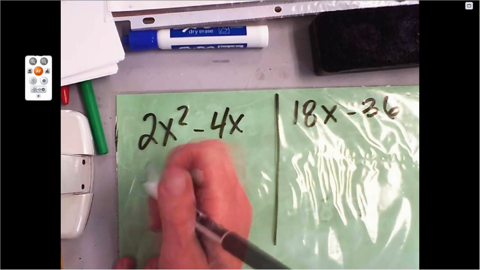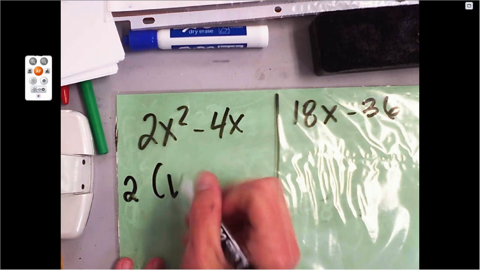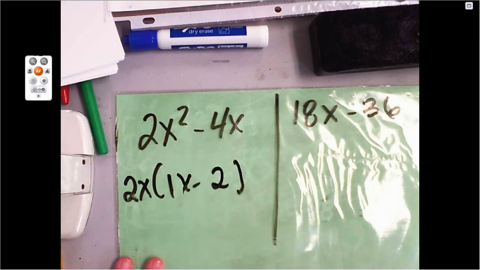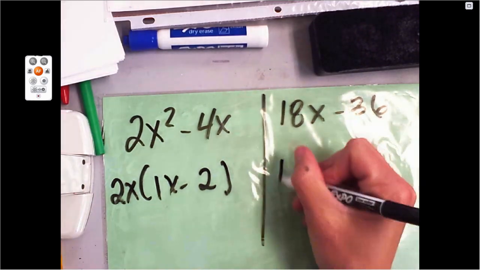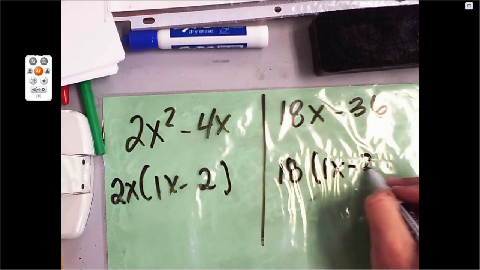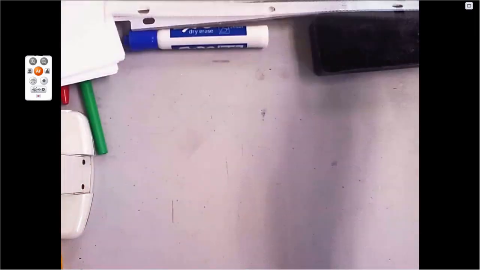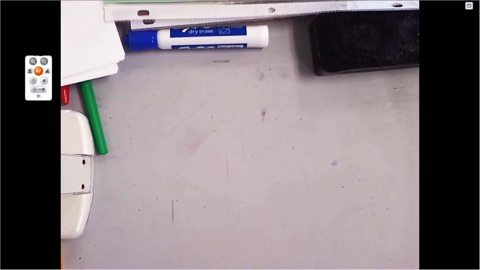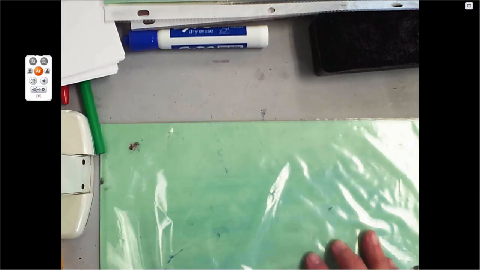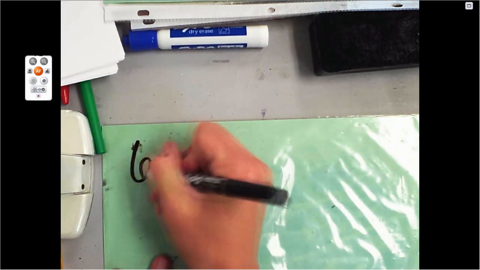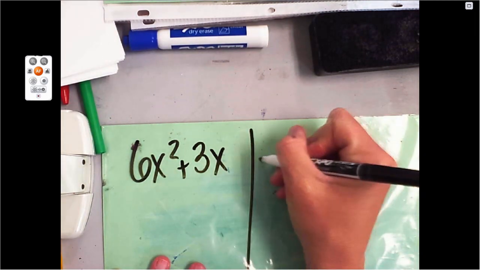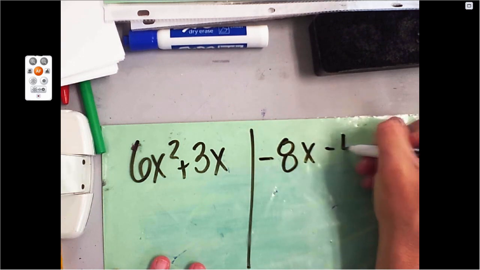What goes into 2 and 4? 2 does. 2 divided by 2 is 1. 4 divided by 2 is 2. I can take out an x. 18 and 36. 18 divided by 18 is 1. Negative 36 divided by 18 is 2. 6x squared plus 3x. And then your second one, negative 8x minus 4.